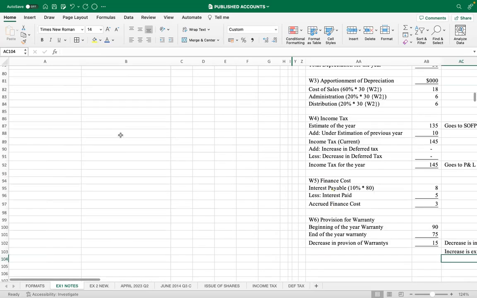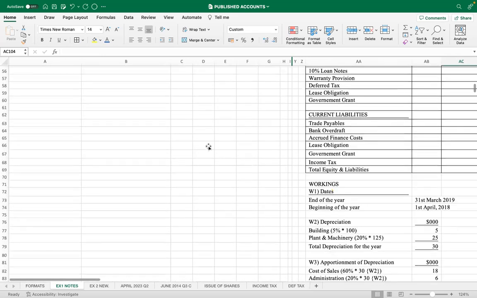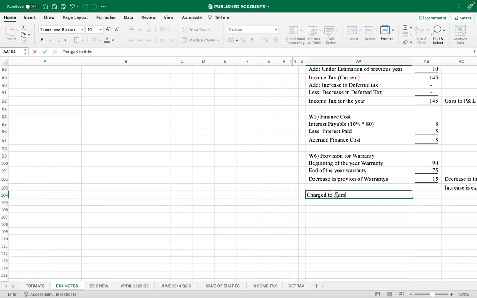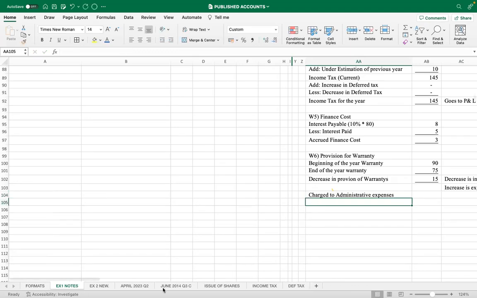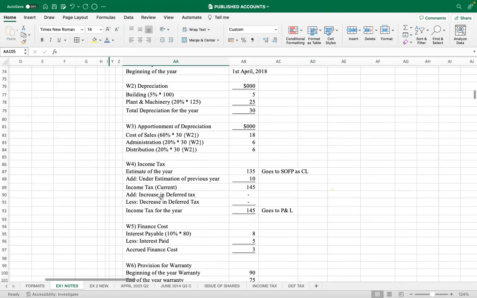Where have you been told to account for it? You have been told here, warranty costs are to be charged to administrative expenses. So we will take it to administrative expenses. Now, we are done with all additional information.